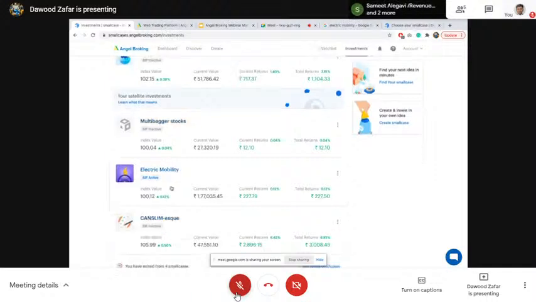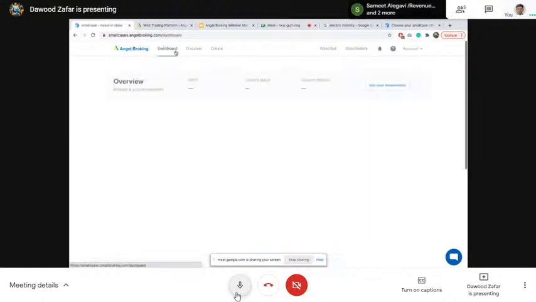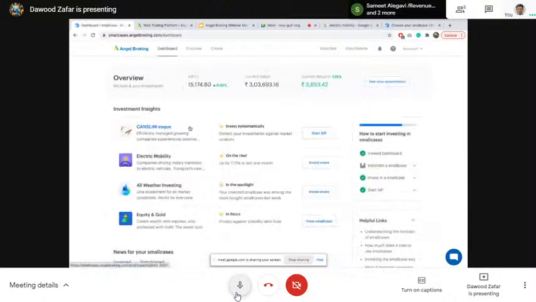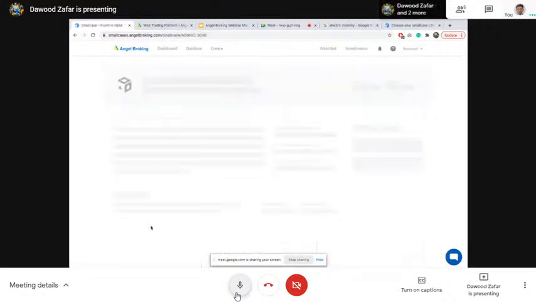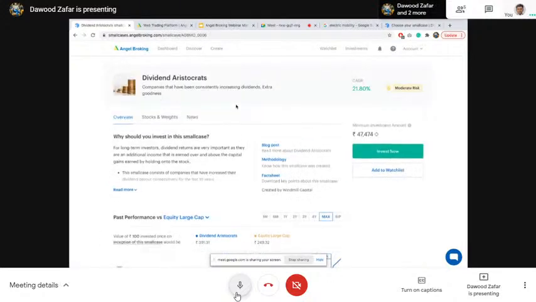Here the only difference is while investing, if you customize before investing, see what will happen. This is a ready-made basket, right? Let me show you how it works. Let me go to discover. There is one smallcase called Dividend Stocker. This smallcase is based on dividends. It has companies which have been giving good dividends for the past 10 years and increasing their dividends year on year.